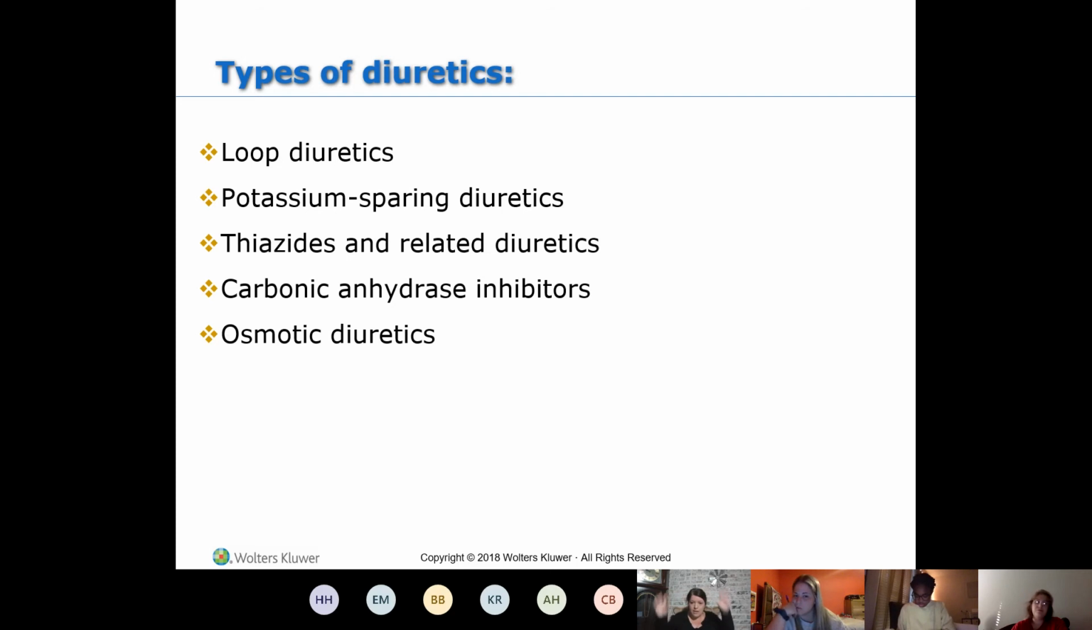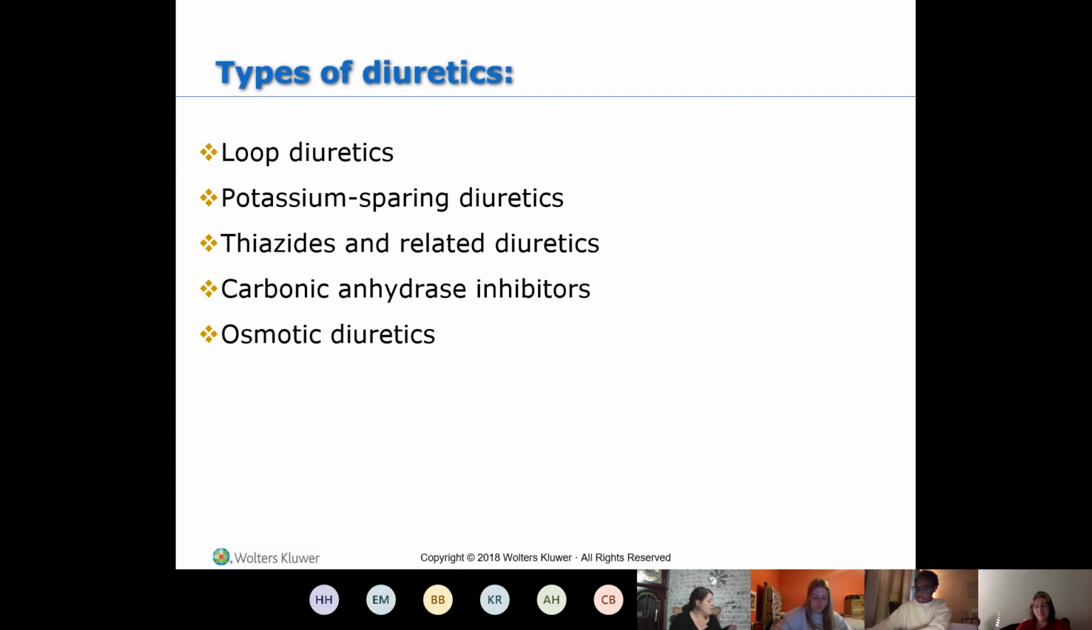So let's talk about it from here. For our diuretics, we have different types. When we were talking yesterday, the umbrella is diuretics. We have loop diuretics, potassium-sparing diuretics, thiazides and related diuretics, carbonic anhydrase inhibitors, and osmotic diuretics. Those are the 5 subclasses underneath diuretics, okay?